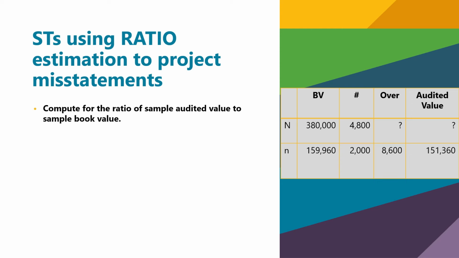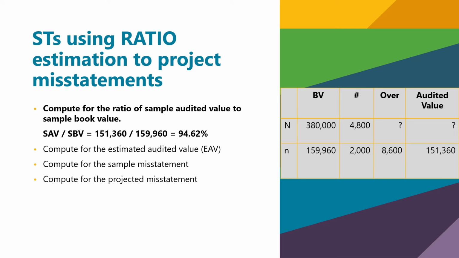So first step, we're going to compute the ratio of the sample audited value to the sample book value. Our sample audited value is 151,360. Our book value is 159,960. That means we're able to come up with a ratio of 94.62%. Take note that it is less than 100% because the book value is overstated. That means in the grand scheme of things, we need to decrease the book value to make it the correct amount. So it's less than 100% because it's overstated.